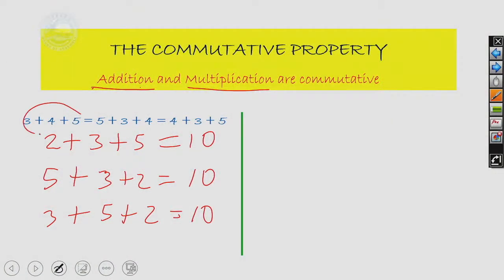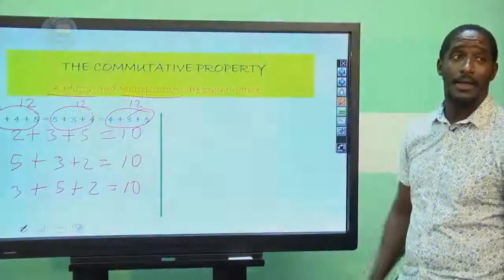7 plus 5 is, this here gives me 12. This one, 5 plus 3 is 8. 8 plus 4 is, this again gives me 12. 4 plus 3 is 7. 7 plus 5 is 12. Regardless of how we arrange these numbers, the answer remains the same.